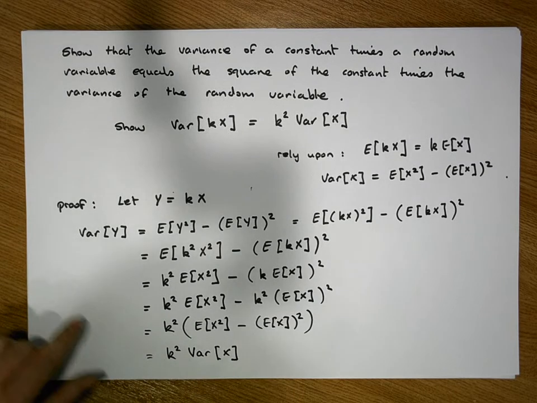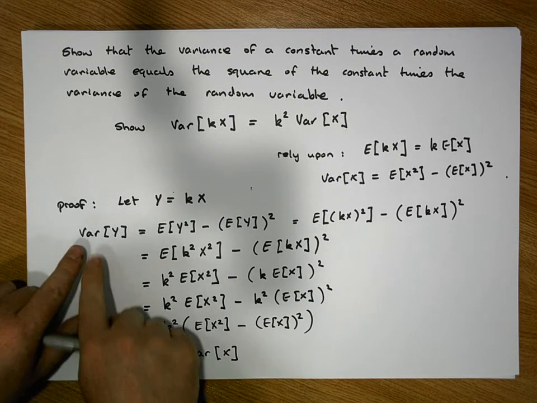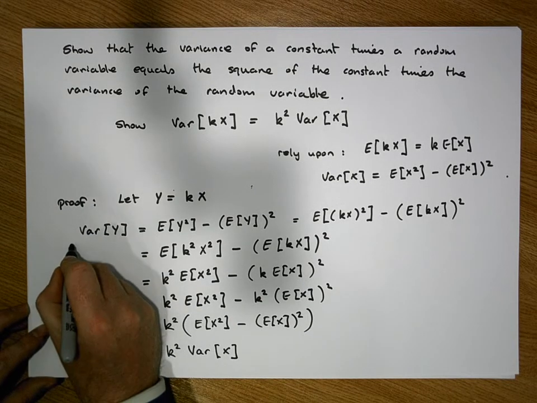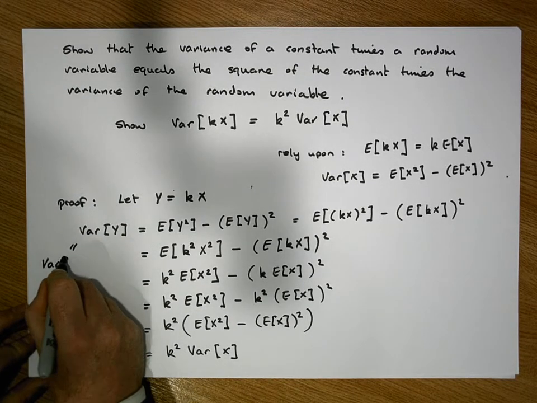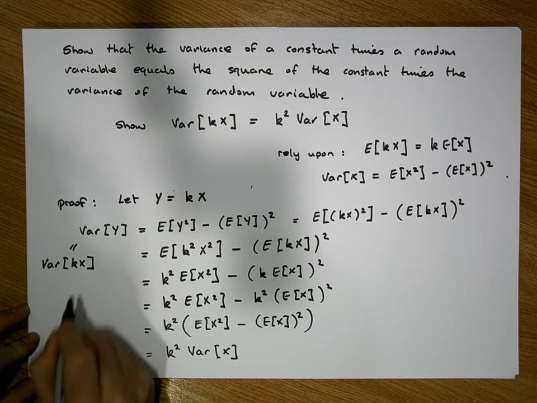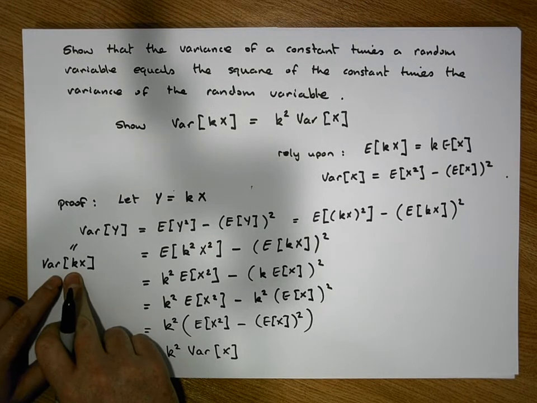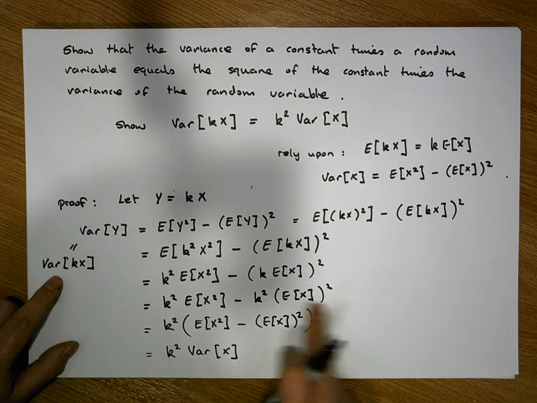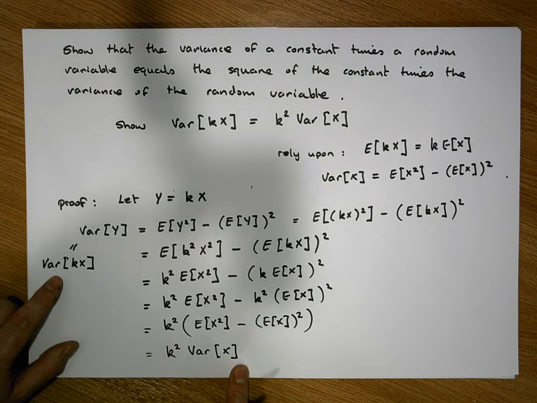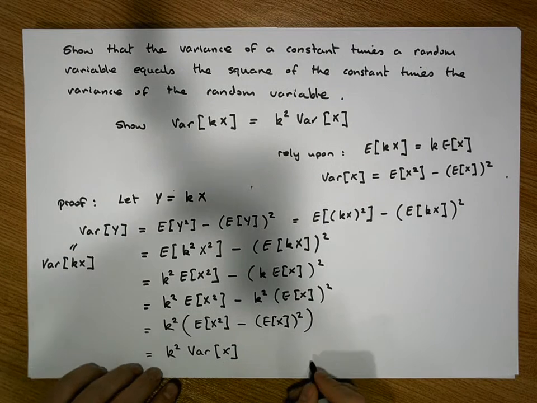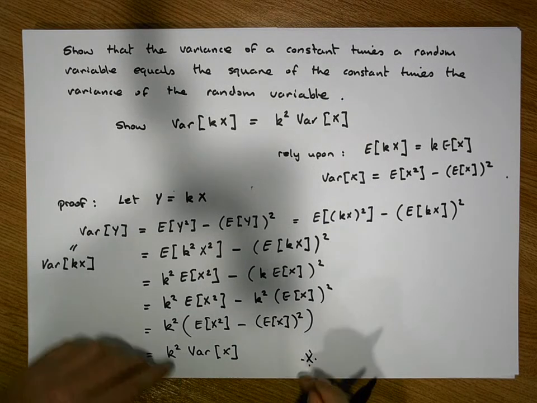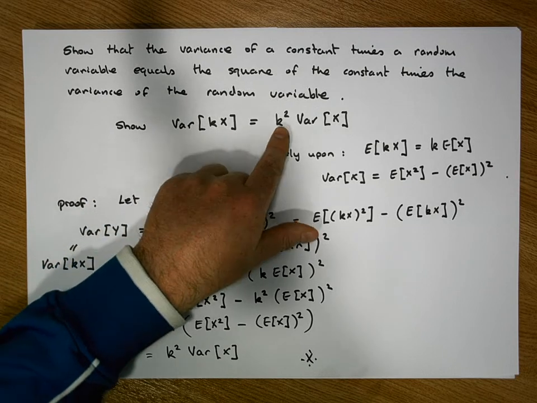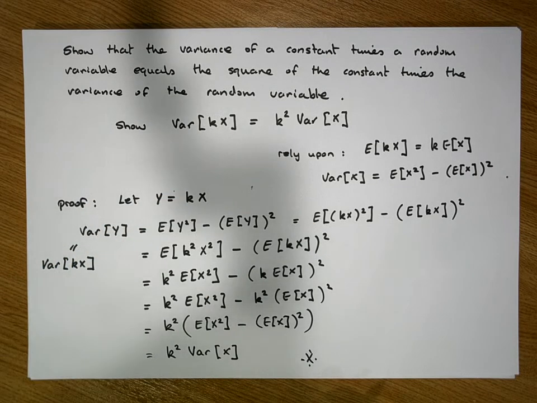So what we've actually shown here is that the variance of y, which, don't forget, is equal to the variance of kx, we've shown that the variance of kx, which through the substitution is the variance of y, is the same as k squared times the variance of x. So what we've shown in this particular proof here is that the variance of a constant times a random variable is the same as the constant squared times the variance.